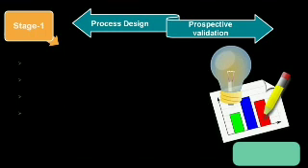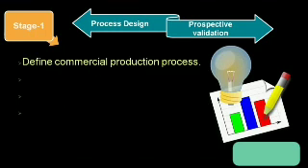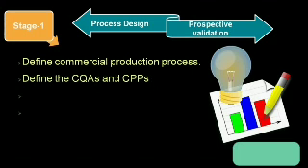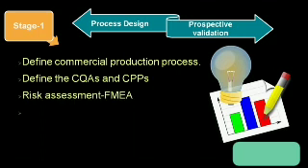At this stage we define the commercial production process which is suitable for commercial manufacturing. We take the various pilot and scale-up batches to identify which quality attributes and which process parameters are critical. That means we define the CQAs and CPPs, that is critical quality attributes and critical process parameters, which are to be monitored in phase 2. We do the risk assessment and define what controls we put in place to mitigate the risk.